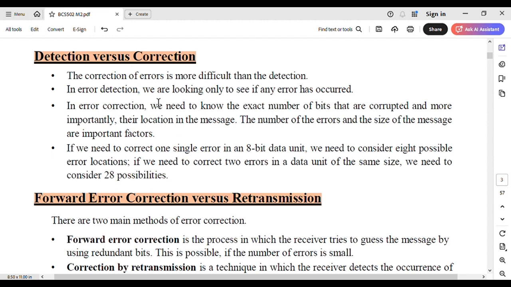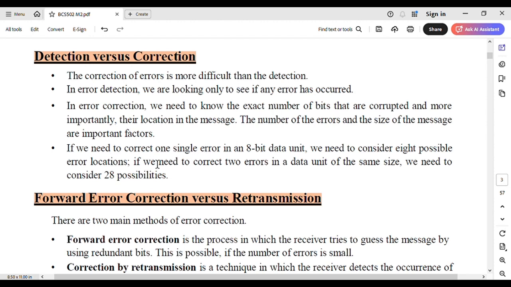In error detection, we are looking only to see whether any errors have occurred, only detecting the errors. In error correction, we need to know the exact number of bits that are corrupted and, more importantly, their location in the message. The number of errors and the size of the message are important factors. So detection is just identifying, and correction is where we need to modify the data.